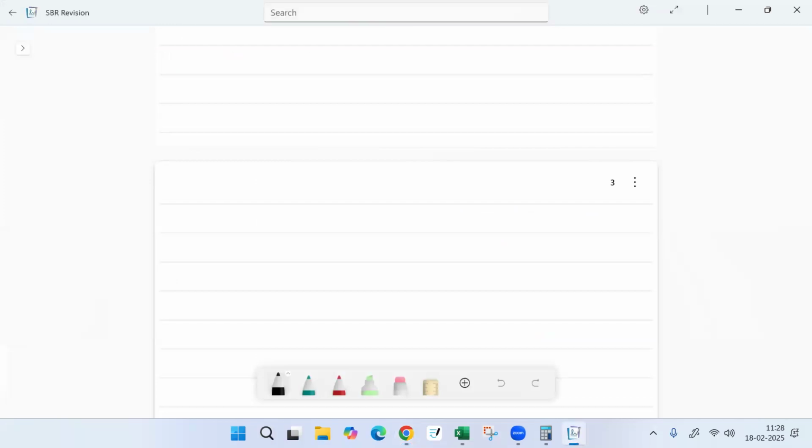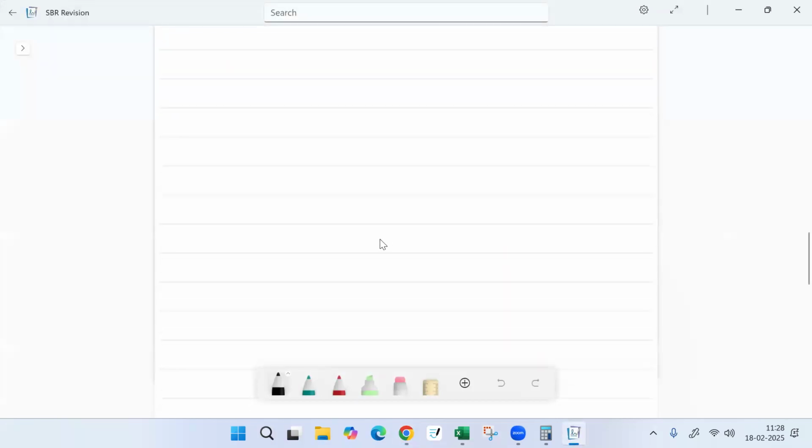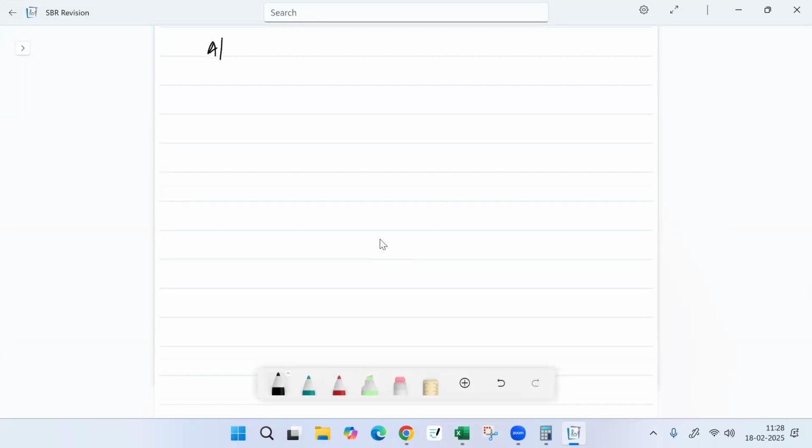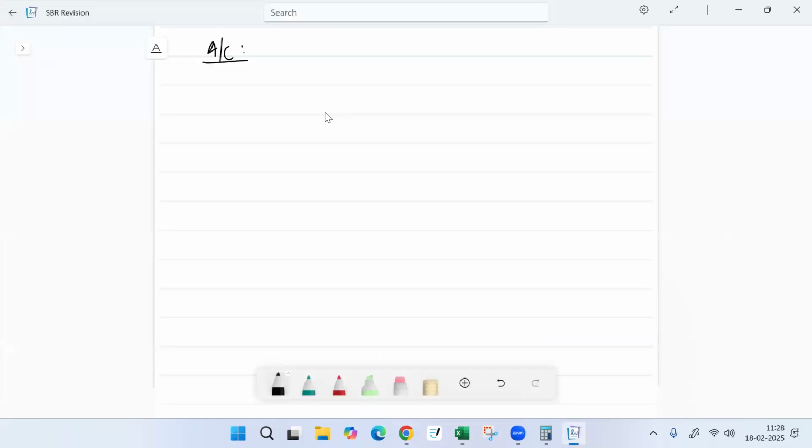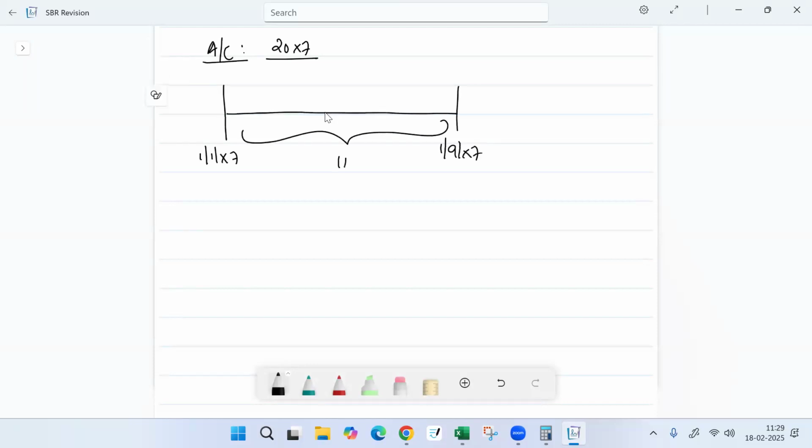So here, our accounting year, what is our accounting year? 31st December 20X7, isn't it? So on 1st January 20X7, we had this land, correct? Till 1st September 20X7, this was under which model? IAS 16, correct? Property, plant and equipment.